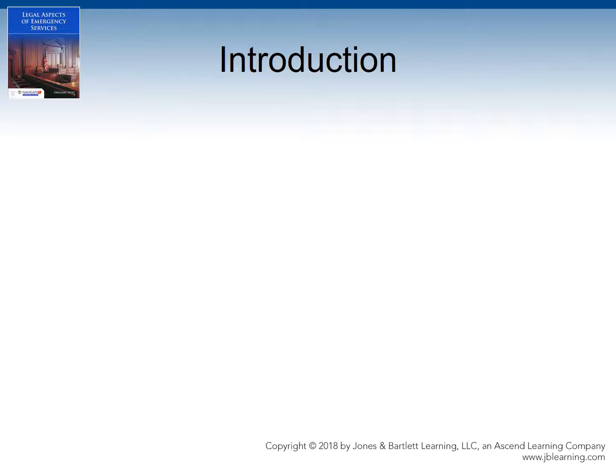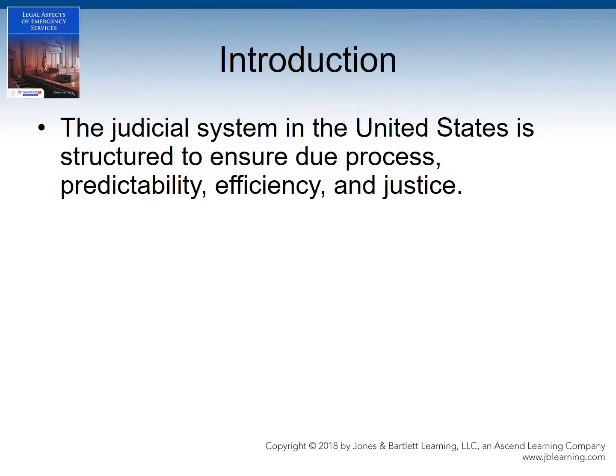As a brief introduction to this chapter, our judicial system within the United States was built to ensure due process, predictability, efficiency, and justice. While some may argue how efficient or just the system actually is, these elements still remain guiding principles for our judiciary.